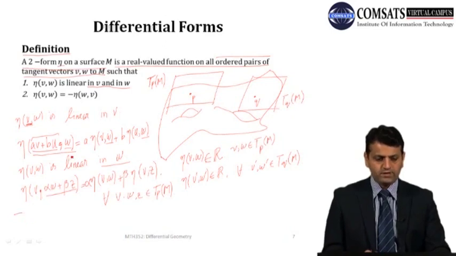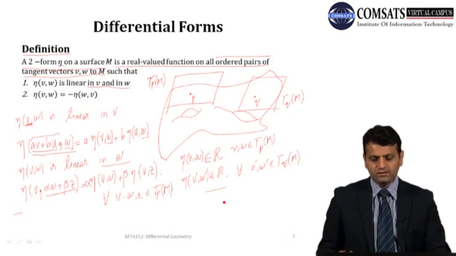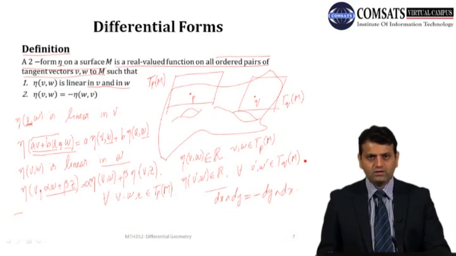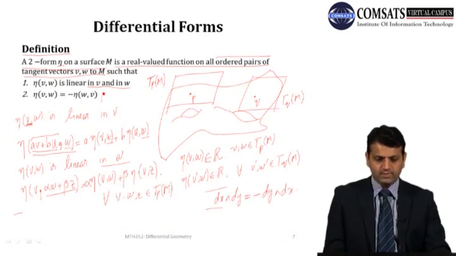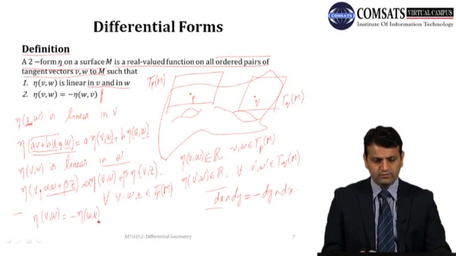Now another important property जो कि अगर आपको याद हो, जब हमने टू फॉर्म्स किए थे तो हमने कहा था कि dx wedge dy is equal to minus dy wedge dx. So this was the alternation rule, और इसमें हमने कहा था कि it has important consequences as well. So इसी प्रॉपर्टी को अगर आप देखें तो हमारे पास ये प्रॉपर्टी बन गई है that eta of VW is equal to minus eta WV.